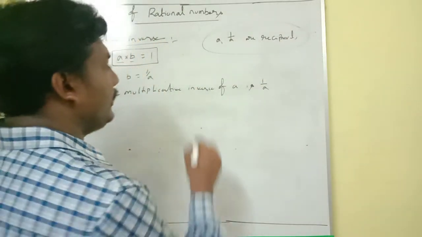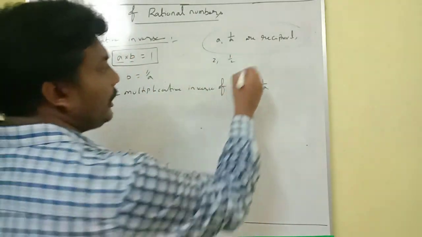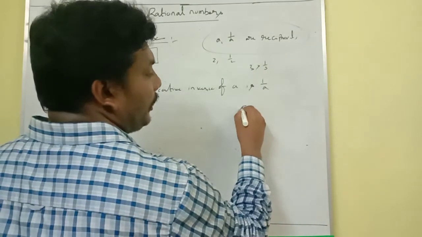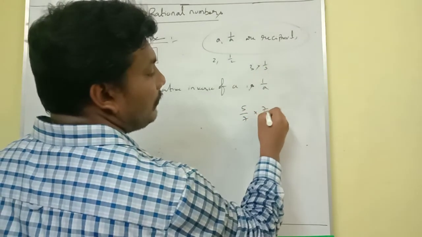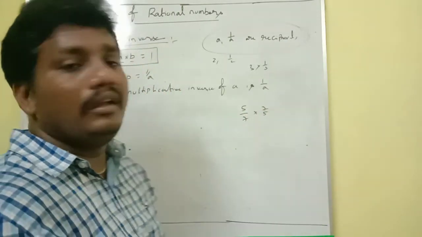So simply we can take 2. What is the reciprocal? 1 by 2. For 3, what is the reciprocal? 1 by 3. For 5 by 7, what is the reciprocal? 7 by 5. We can just interchange the numerator and denominator to get the reciprocal.